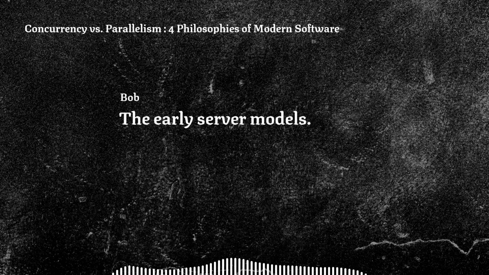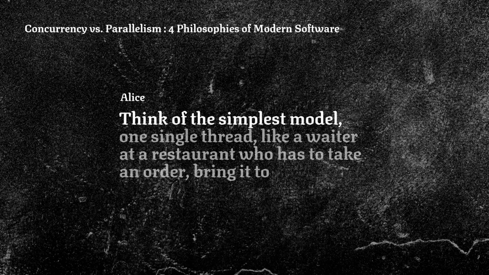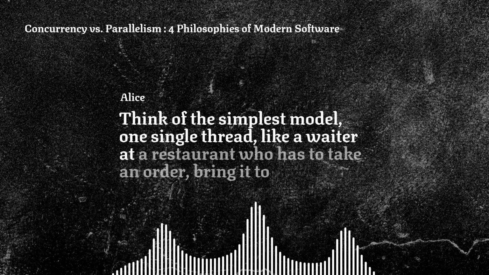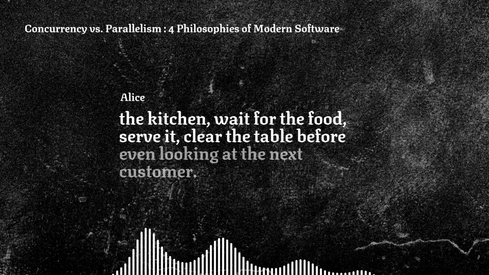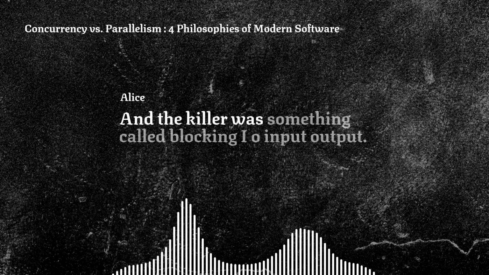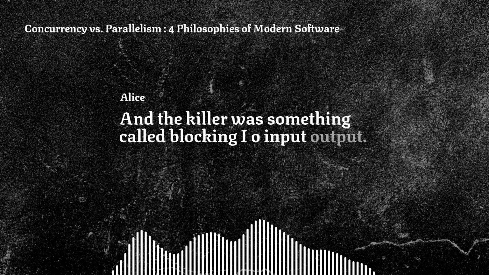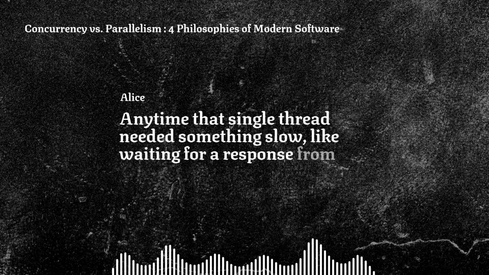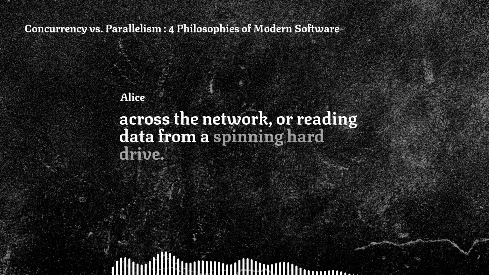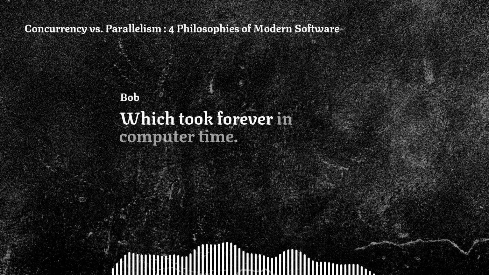The early server models. Exactly. Think of the simplest model. One single thread, like a waiter at a restaurant who has to take an order, bring it to the kitchen, wait for the food, serve it, clear the table, before even looking at the next customer. Oh, man, yeah. Painfully slow. And the killer was something called blocking I/O, input-output. Anytime that single thread needed something slow, like waiting for a response from across the network or reading data from a spinning hard drive. Which took forever in computer time.